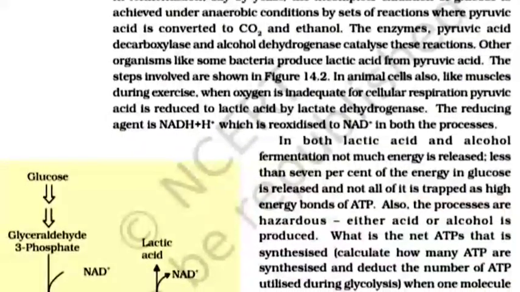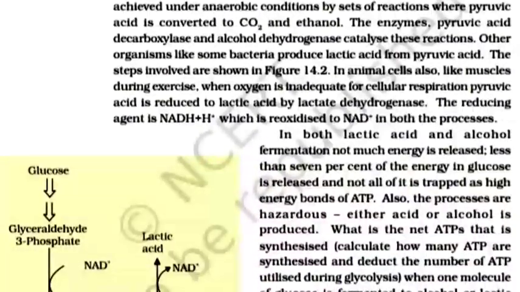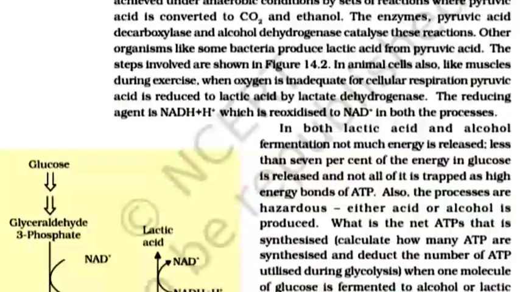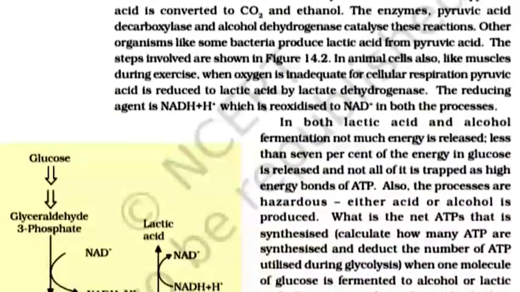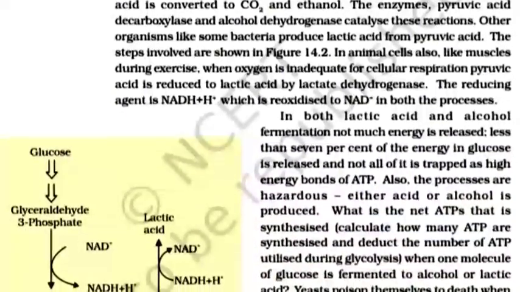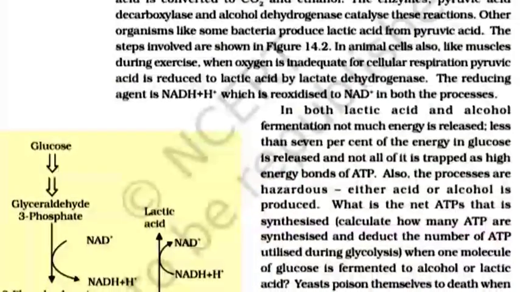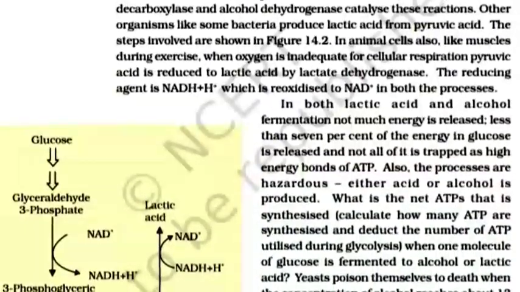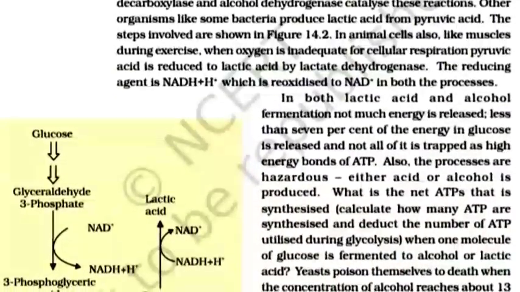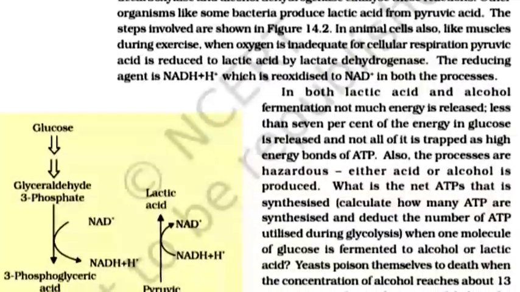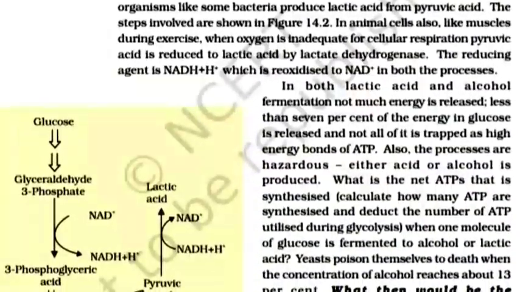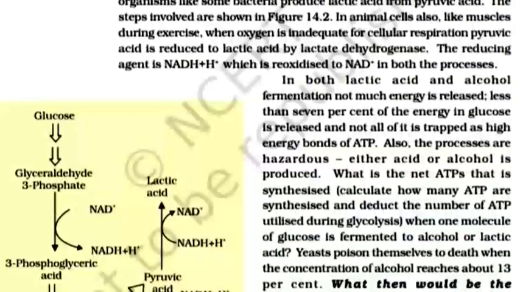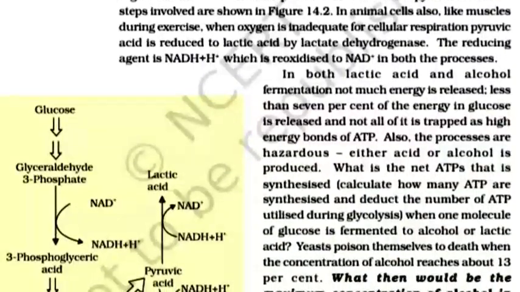In animal cells also, like muscles during exercise, when oxygen is inadequate for cellular respiration, pyruvic acid is reduced to lactic acid by lactate dehydrogenase. The reducing agent is NADH plus H ion, which is reoxidized to NAD ion in both processes.